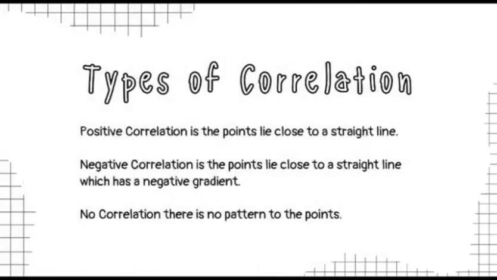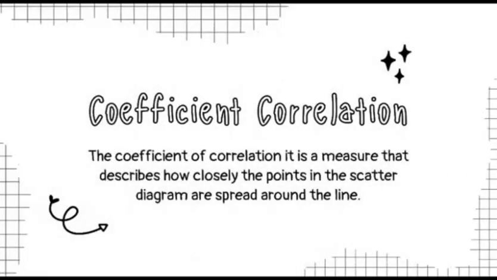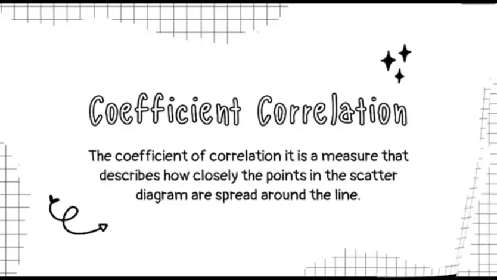Positive correlation is when the points lie close to a straight line, while negative correlation is when the points lie close to a straight line which has a negative gradient. And lastly is no correlation. It means there is no pattern to the points. And for the coefficient of correlation, it is a measure that describes how closely the points in the scatter diagrams are spread around the line.